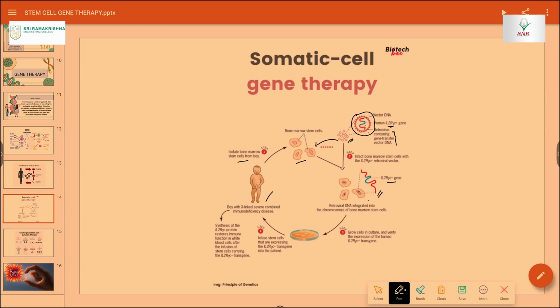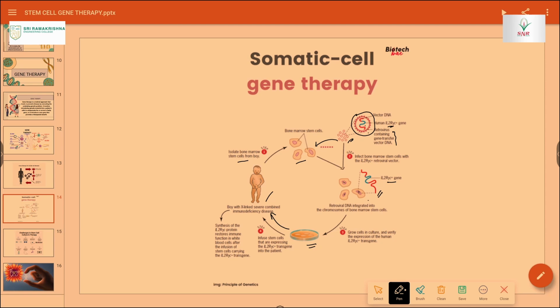Now this modified stem cell is allowed to grow in a culture media because we have to increase the number of the cells. So that is allowed to grow, and we will be checking whether the expression of that particular gene is happening or not. After thorough checking, these cells are introduced back into the patient. When introduced back into the patient, they will start to express that interleukin protein that will restore immune function in white blood cells.